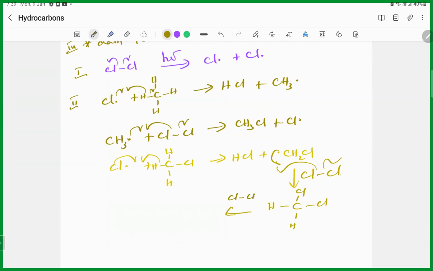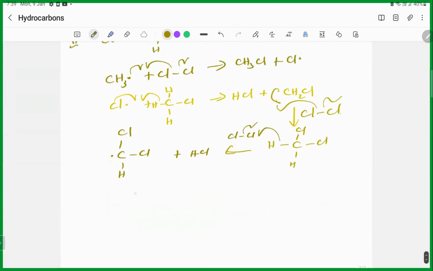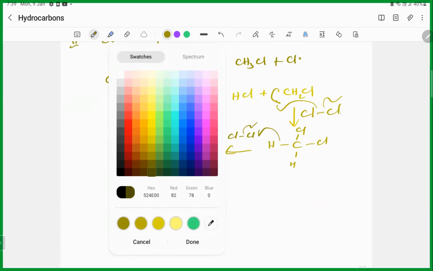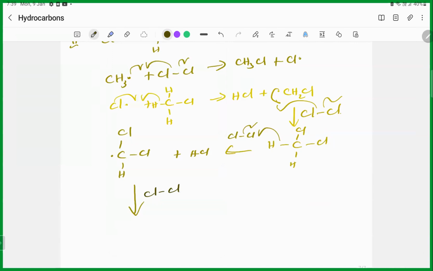Now one more chlorine is coming. So what will happen? It will give HCl plus C dot H Cl Cl. Correct? Again it will react with chlorine, and this will give CHCl3. Finally it is going to react with one more Cl dot.